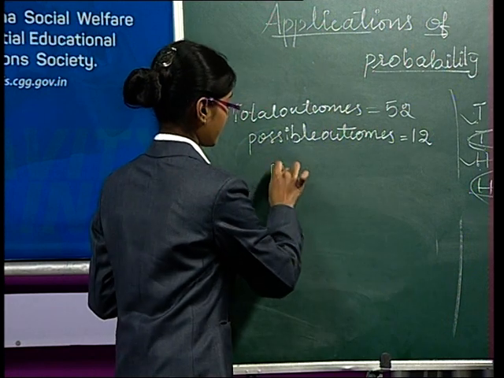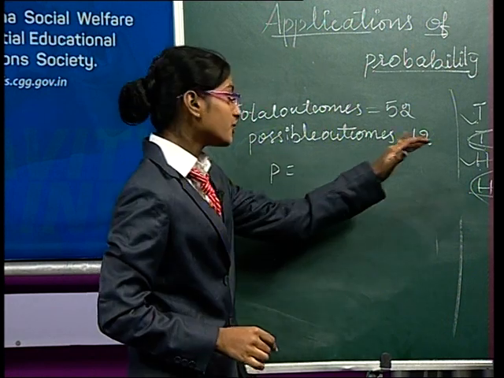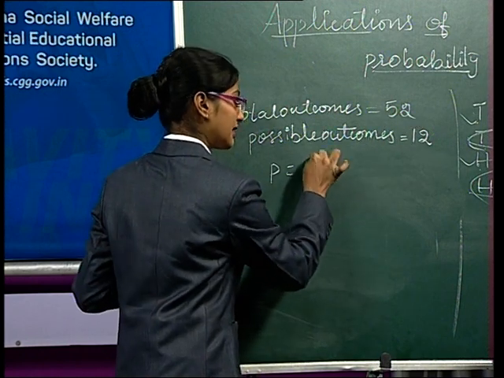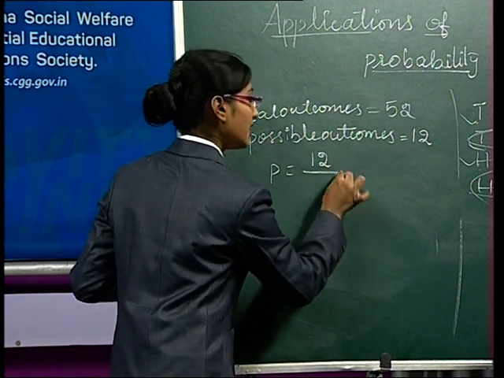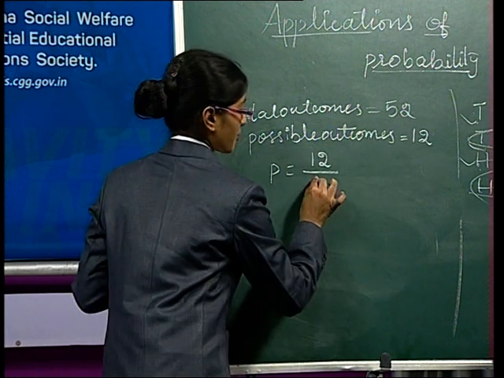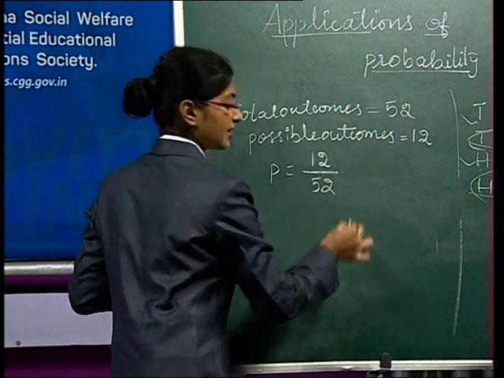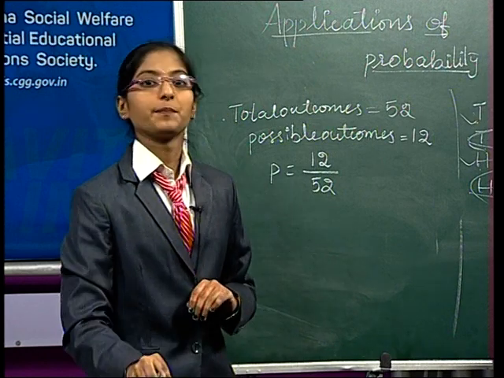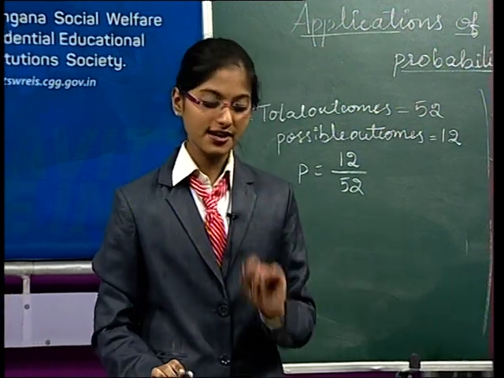Probability is favorable outcomes by total number of outcomes. What is the favorable outcome here? 12 by 52, where 52 is the total number of outcomes. Here it is in probability. We can write here, this is the probability for getting a face card.